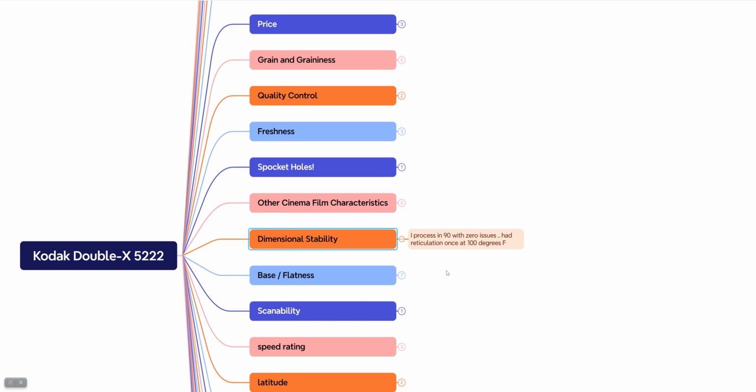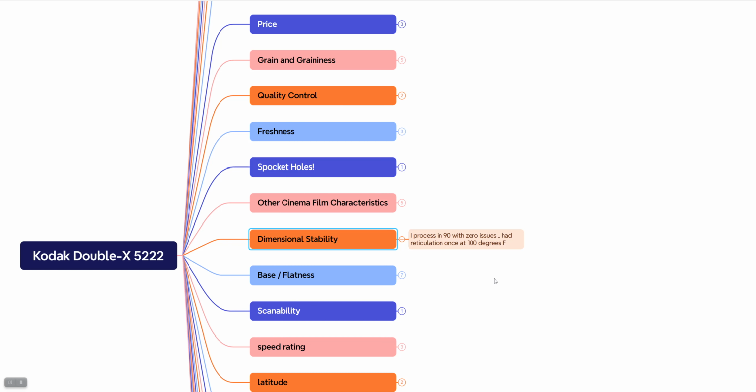They advertise that it has high dimensional stability. Now, it's not like Estar, and I wouldn't try to develop this at 130 degrees. But I've developed this at 90 degrees a lot and had zero issues. The one time I've done it more than once, I developed it at 100 degrees Fahrenheit, and one time I got a little reticulation, so I've backed off down to 85, 90 when I want to go hotter. And I've had zero problems.